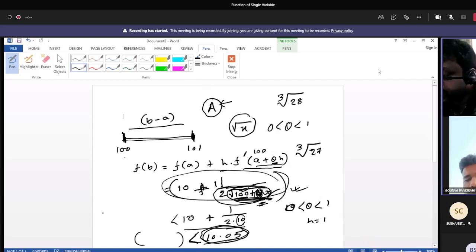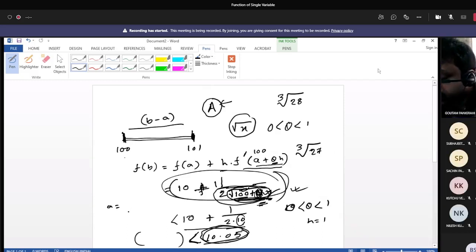Sir, why are you assuming a to be 100? We can also assume 81. No, the nearest value of 100, the nearest cube root, the smallest n value, that you have to assume from the question. Suppose it will be 10.05, then you have to start from 10. Go to the NCERT of class 12. You will get approximation there.